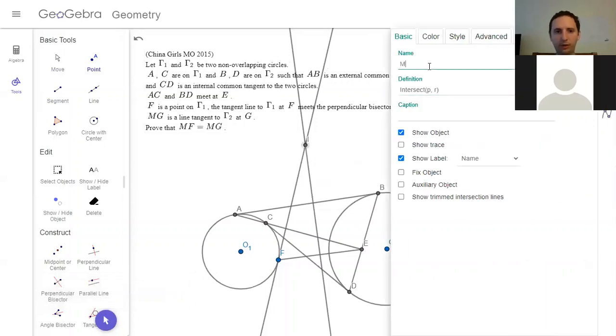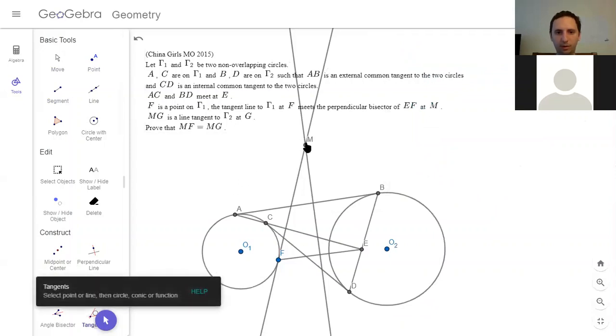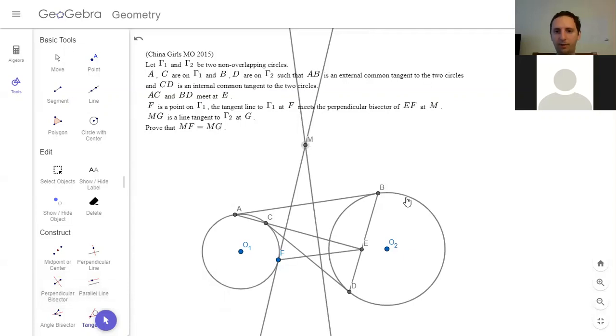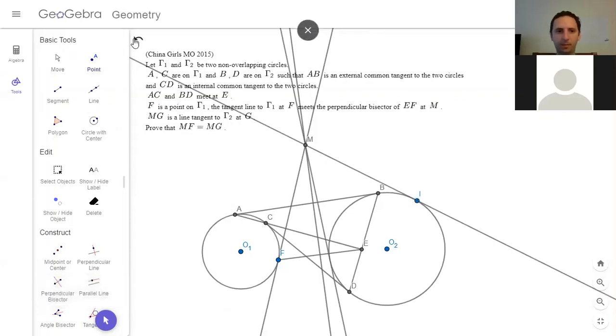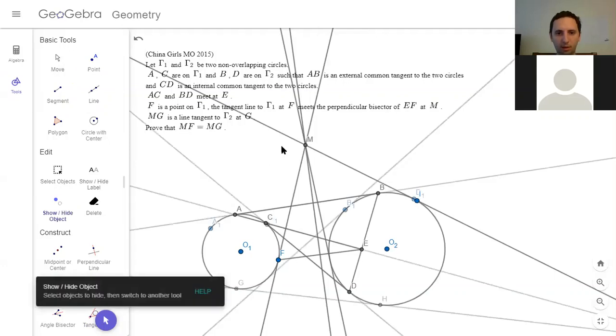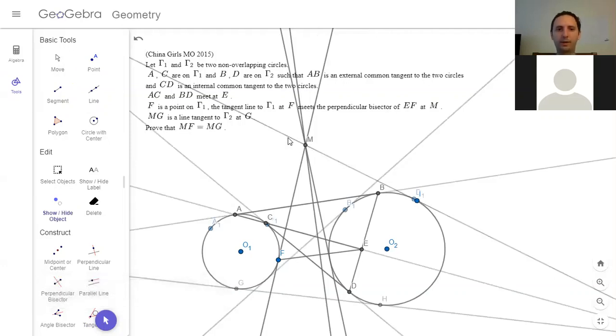And MG is tangent to gamma 2. So we want to show MF is the length of the tangent from M to the other circle, which obviously there's two of them. That's the same as saying M lies on the radical axis, right?